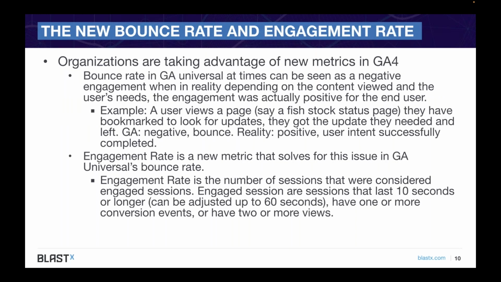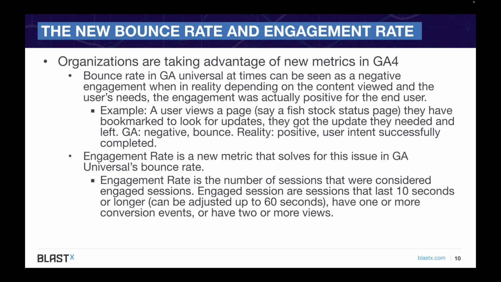As I mentioned before, you have some new metrics and they're calculated a little differently, but that can also be a good thing. For instance, bounce rate and engagement rate. Bounce rate in GA Universal does come with a caveat. I've always told people you have to take bounce rate with a grain of salt. A perfect example is when bounces are seen as negative, but in reality it was a positive thing for the end user.